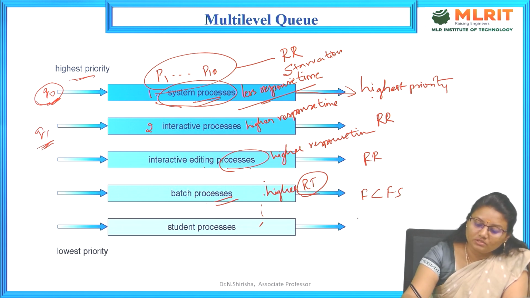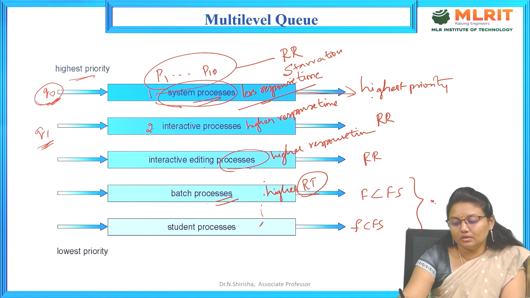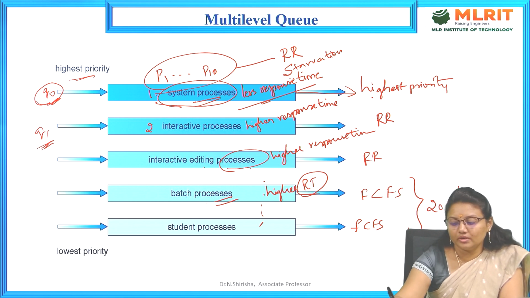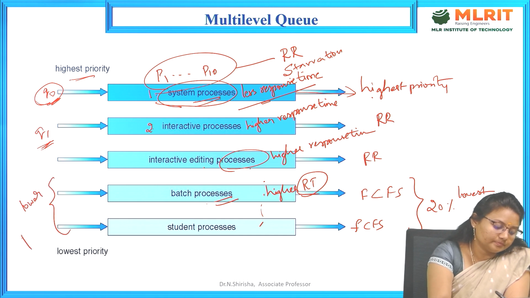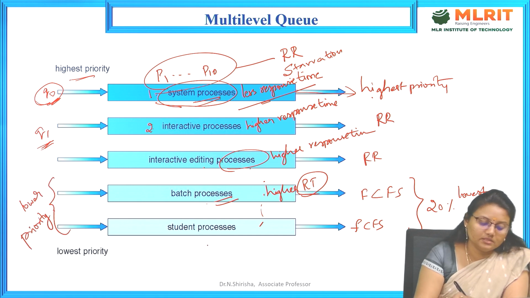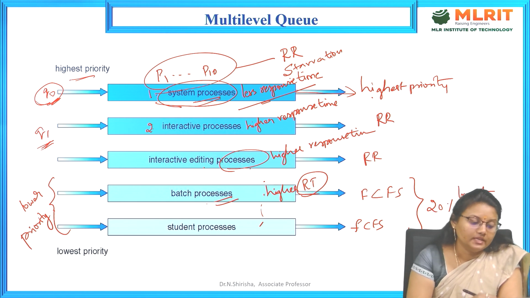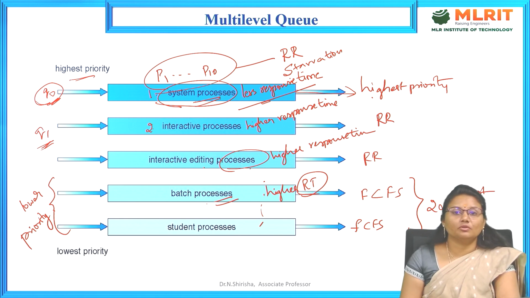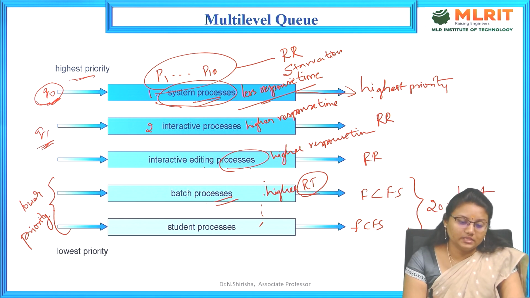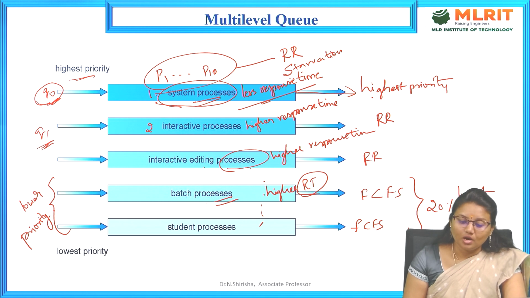And the student process, or the processes which are not system processes, we call them student processes, and these are also executed in terms of FCFS. The 20% importance is given to this lowest priority process, as these have a lower priority. So batch and student processes have a lower priority compared to the interactive processes. This diagram depicts how many different types of processes there are, and based on the priorities, we execute this multi-level queue scheduling algorithm.